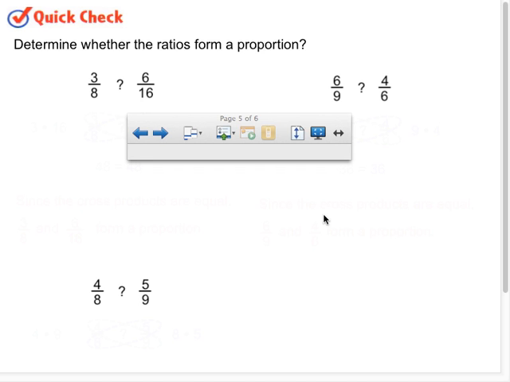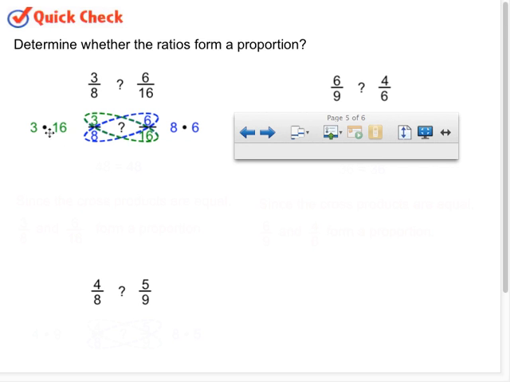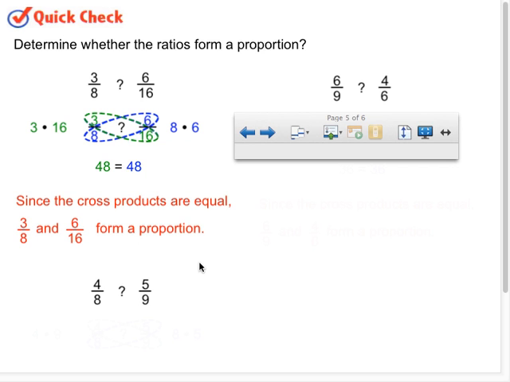Somebody you haven't heard from yet? Joshua, can you walk me through the first problem? Okay, so you multiplied 8 and 6 and 3 and 16, and then you told me that those products gave you 48 for both. And so what does that mean if their cross products are equal? That the two ratios form a proportion. Okay?